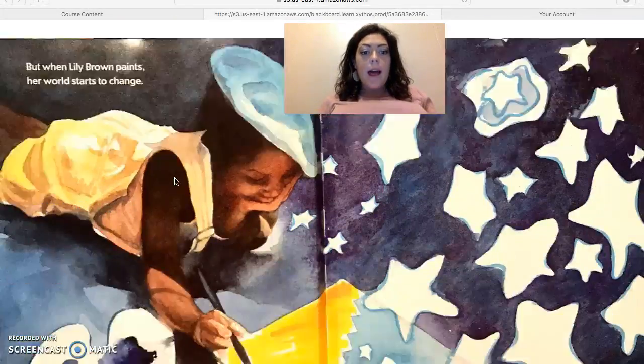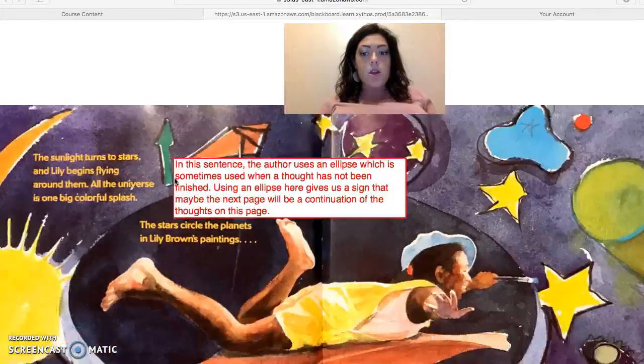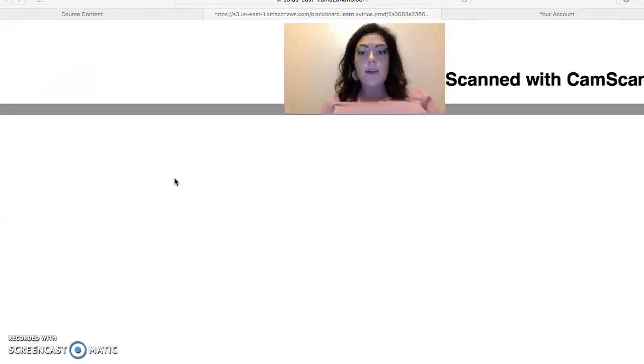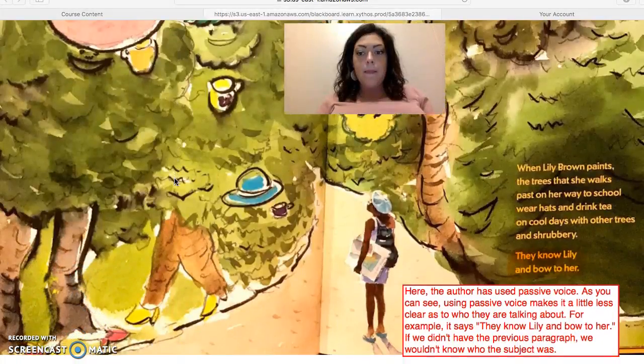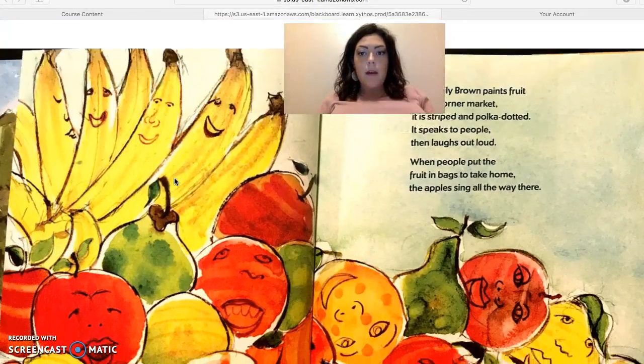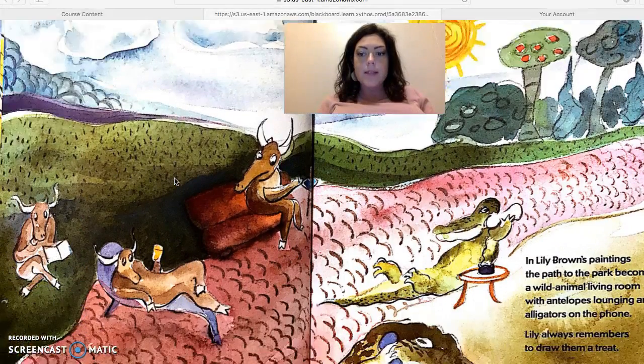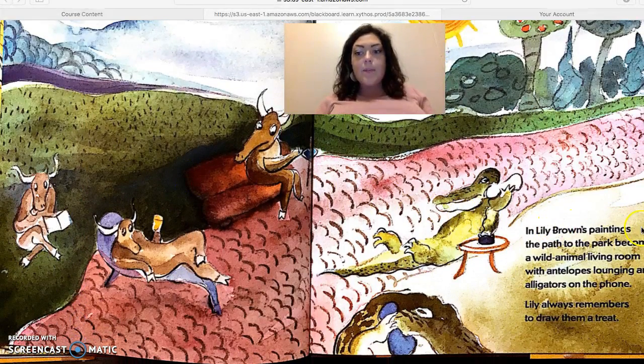The one that I pointed out that she did not get to was here. In Lily Brown's paintings, the path to the park becomes a wild animal living room with antelopes lounging and alligators on the phone.